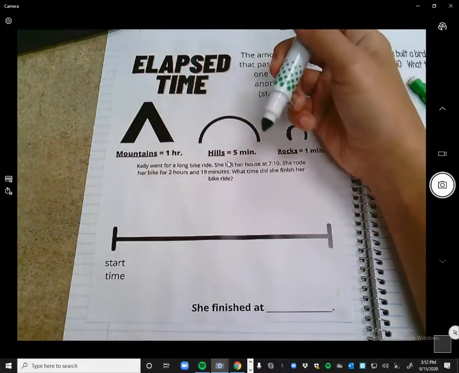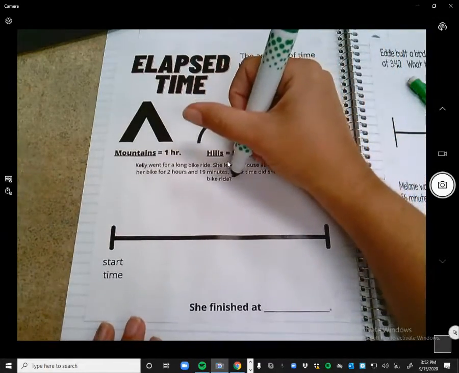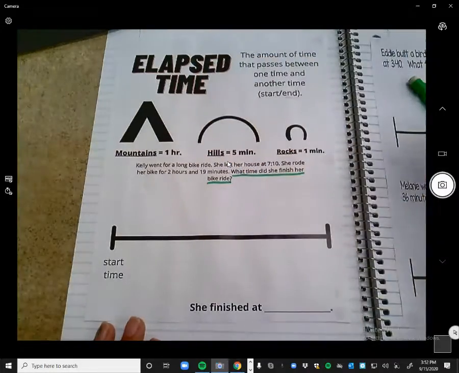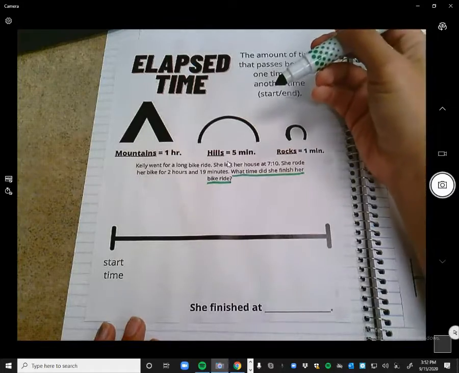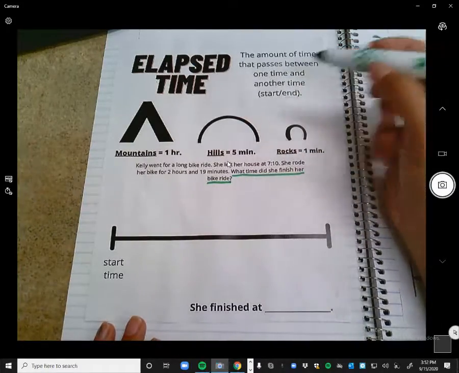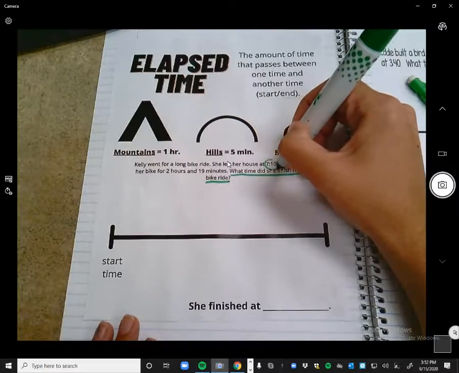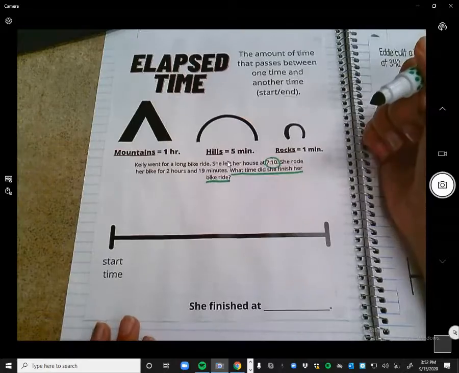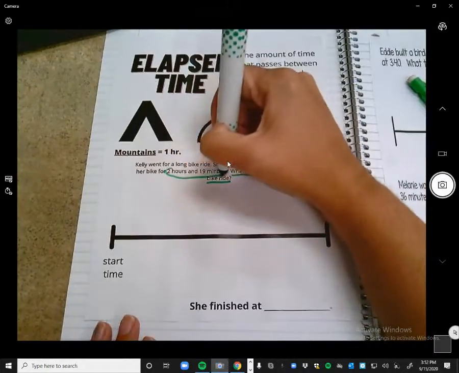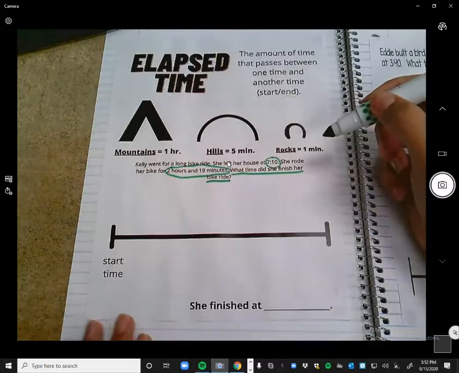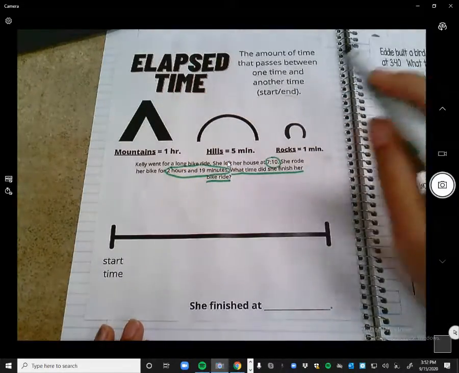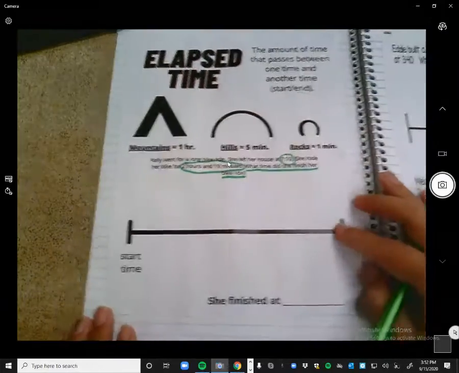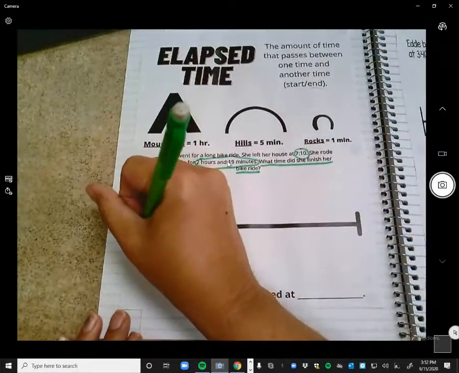Well, I'm going to read through and I'm going to underline my question. What time did she finish her bike ride? So I need to find the time she is done at. I know some important information from this. I know the time she started, right? She left, or she started at 7:10. And I also know how long she rode. So I'm circling what I know. That's helpful. All right. Now I'm ready to get started. So I'm going to put my marker to the side and get my pencil. So my start time is 7:10.